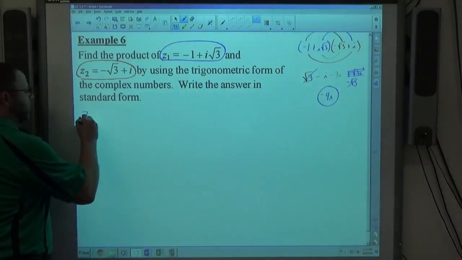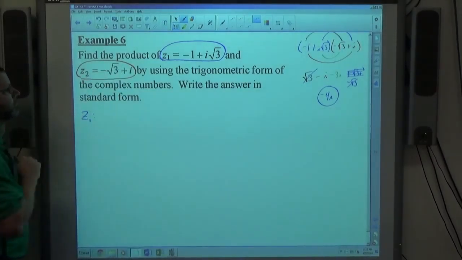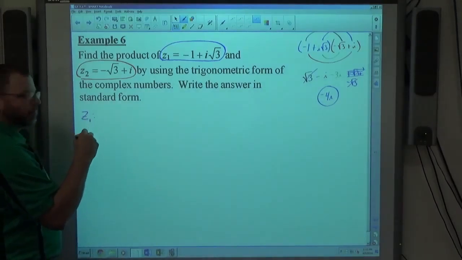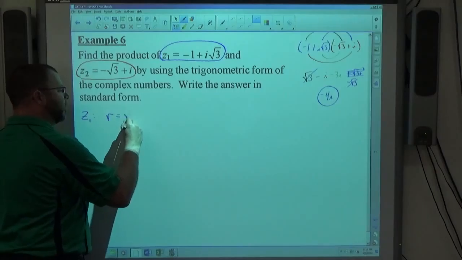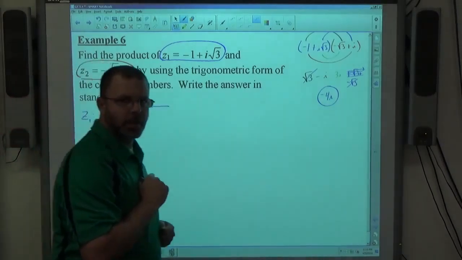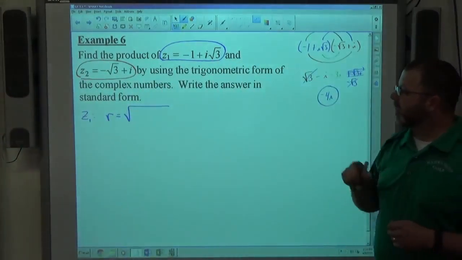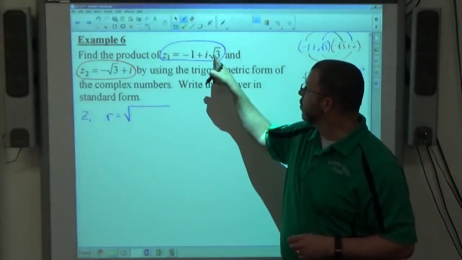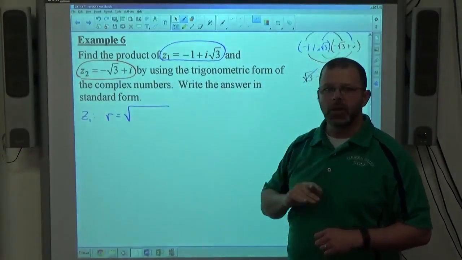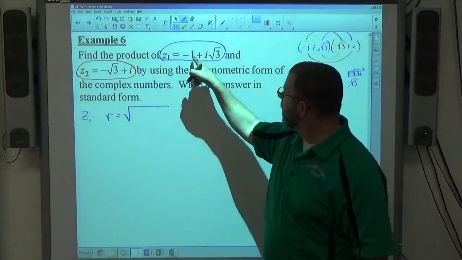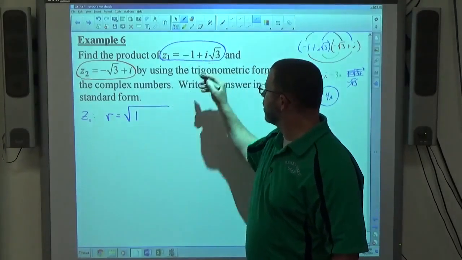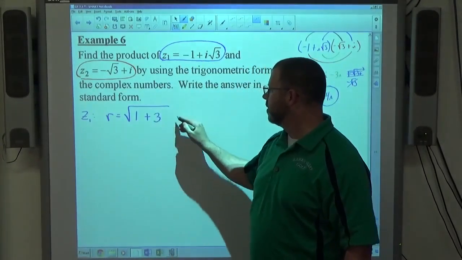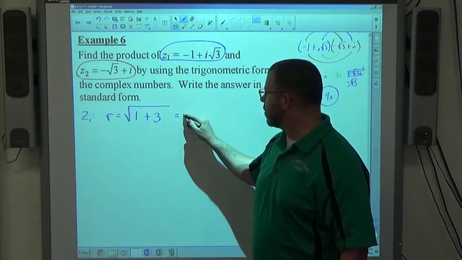So if I'm looking at z sub 1, the first complex number, my three-step process to create trigonometric form, step 1 is find the magnitude of the complex number. And we do that by taking the square root of the squares of the two numerical values here, ignoring any minus signs and i's. So negative 1 squared is positive 1, square root of 3 squared is positive 3. 3 plus 1 is 4, square root of 4 equals 2.